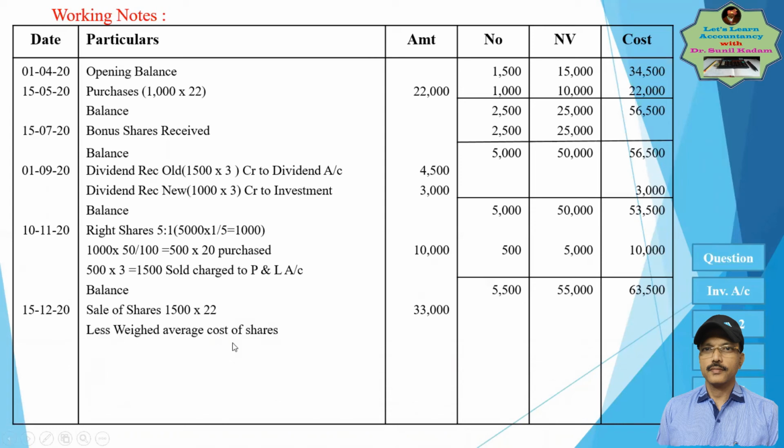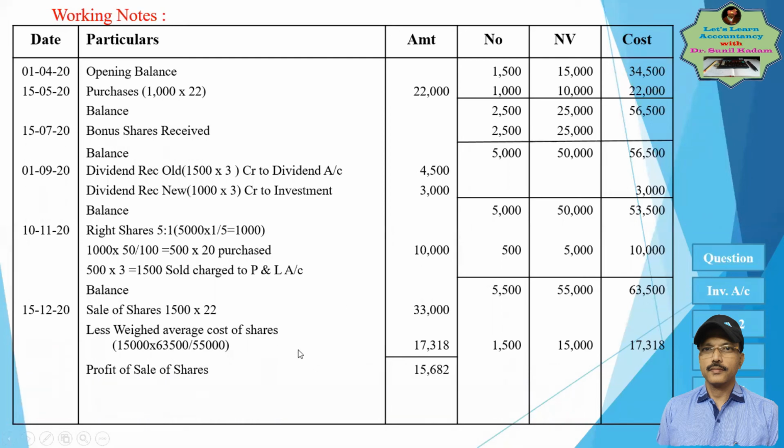So 15,000 into 63,500 upon 55,000 will fetch you the cost. Let's work out the weighted average cost of shares: 15,000 into 63,500 upon 55,000. Answer comes 17,318, which is the cost. It is for the 1,500 shares we are selling, nominal value 15,000 and cost 17,318. It is sold for 33,000, so there is a profit. Profit on sale is 15,682.